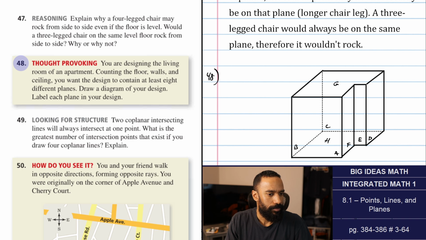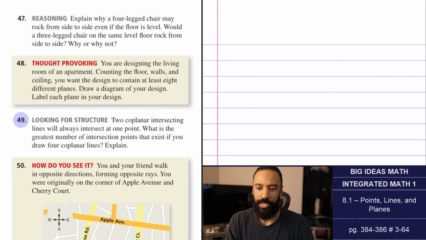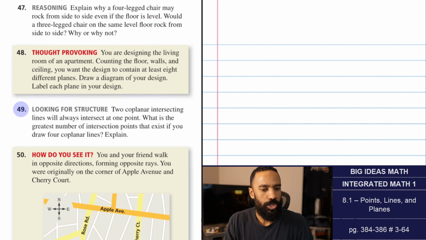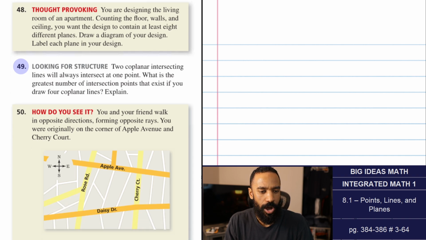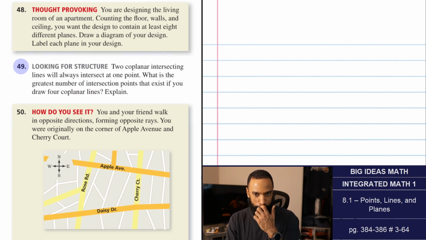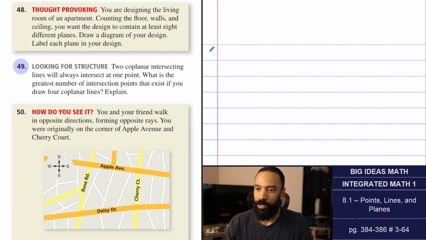Number 49. Looking for structure. Indeed, I am. The two coplanar intersecting lines will always intersect at one point. Agreed. What is the greatest number of intersection points that exist if you draw 4 coplanar lines? Explain. What is the greatest number of intersection points if you draw 4 coplanar lines?